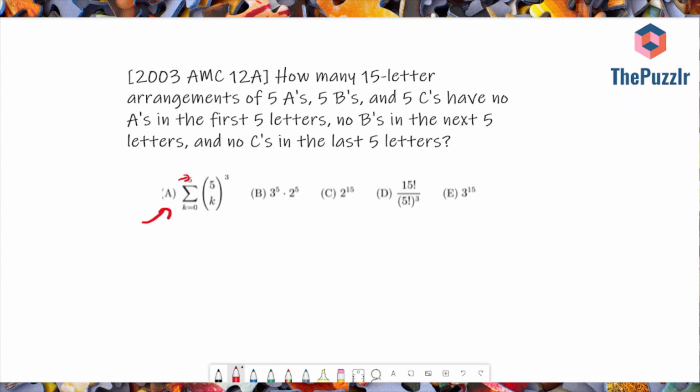Let me draw 15 dashes to represent our arrangements. 1, 2, 3, 4, 5, 1, 2, 3, 4, 5, 1, 2, 3, 4, 5. And let's play around with the problem. Let's say we have 2 B's here. Only 2 B's in the first 5. Well then, the other 3 letters in the first 5, they can't be A's, so they need to be C's. In the next 5, you can't have any B's, so you can only have C's and A's.